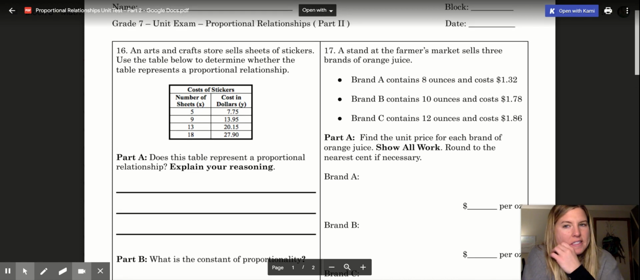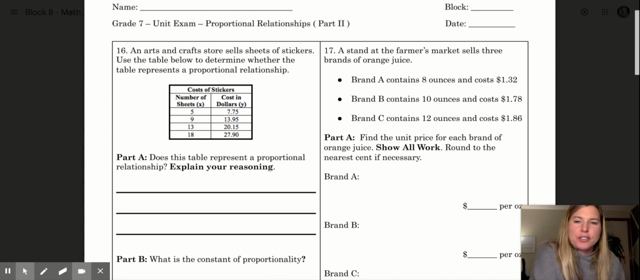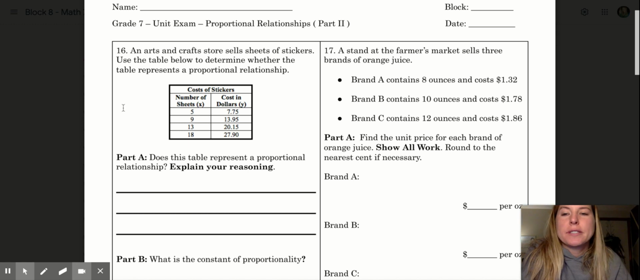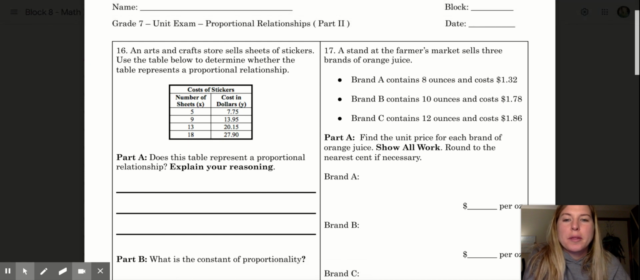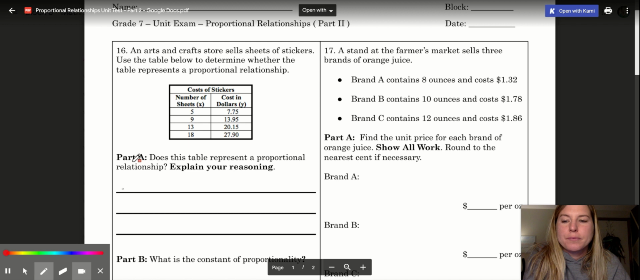Hey guys, this is the unit exam proportional relationships part 2 that I'm going to be reading to you, so pay close attention. Question number 16. An arts and crafts store sells sheets of stickers. Use the table below to determine whether the table represents a proportional relationship.